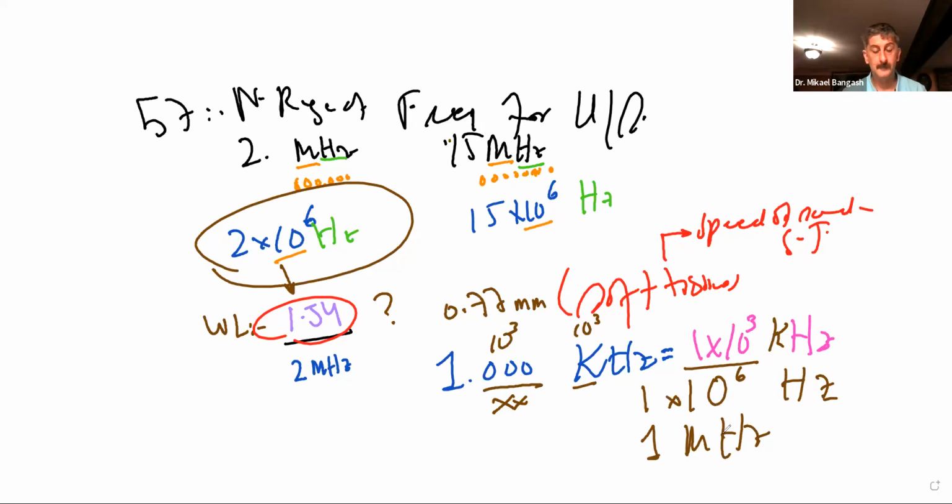So saying that 1,000 kilohertz is equal to 1,000, okay. 1,000,000 and 1,000 can't be equal. So that 1,000 kilohertz is actually going to be 1 megahertz.